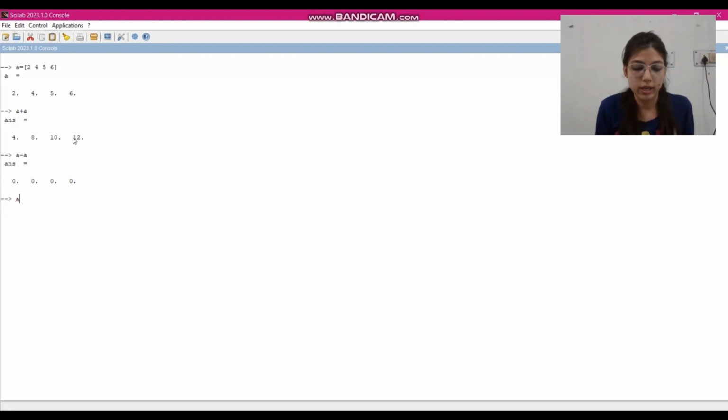We will do A to the power 2. So each element is raised to the power 2: 2 to the power 2, 4 to the power 2, 5 to the power 2, and 6 to the power 2. So this is how these normal operations can be done in arrays.